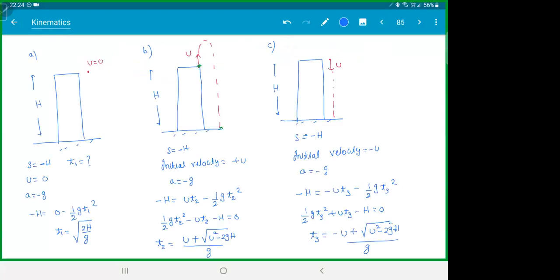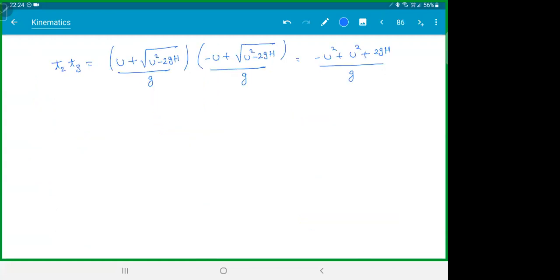I missed something here. This is plus actually. That is plus in the middle. u square will cancel. You end up with 2h by g. This is nothing but t1 square. Everyone should mark up this result.